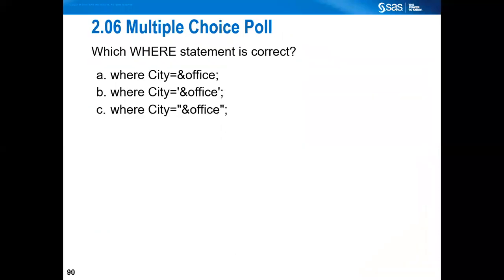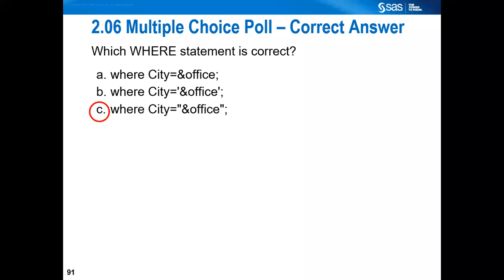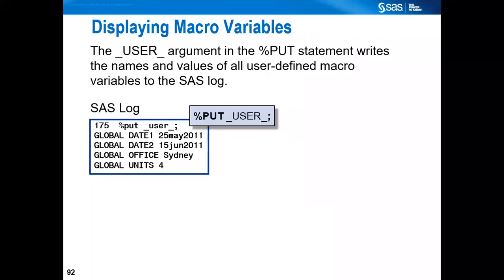Yes. Okay, now answer this poll. Which where statement is correct? Is it A, B, or C? Double quotes. Yes. See, absolutely correct. Agreed, everyone? Yes, Ashwini. Yes. Okay.